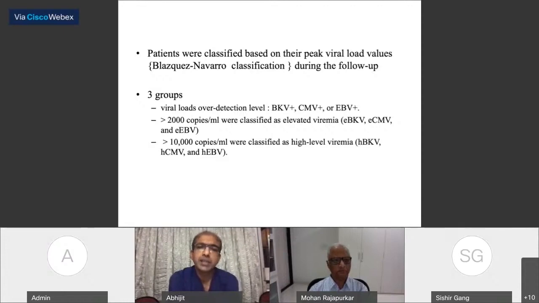Patients were classified based on their peak viral load values during the follow-up into 3 specific groups. If viral loads were over the detection level for CMV, BKV, or EBV, they were classified as detectable. More than 2,000 copies were classified as elevated viremia for BKV, CMV, and Epstein-Barr virus, and more than 10,000 copies were high-level viremia for BKV, CMV, and Epstein-Barr virus.